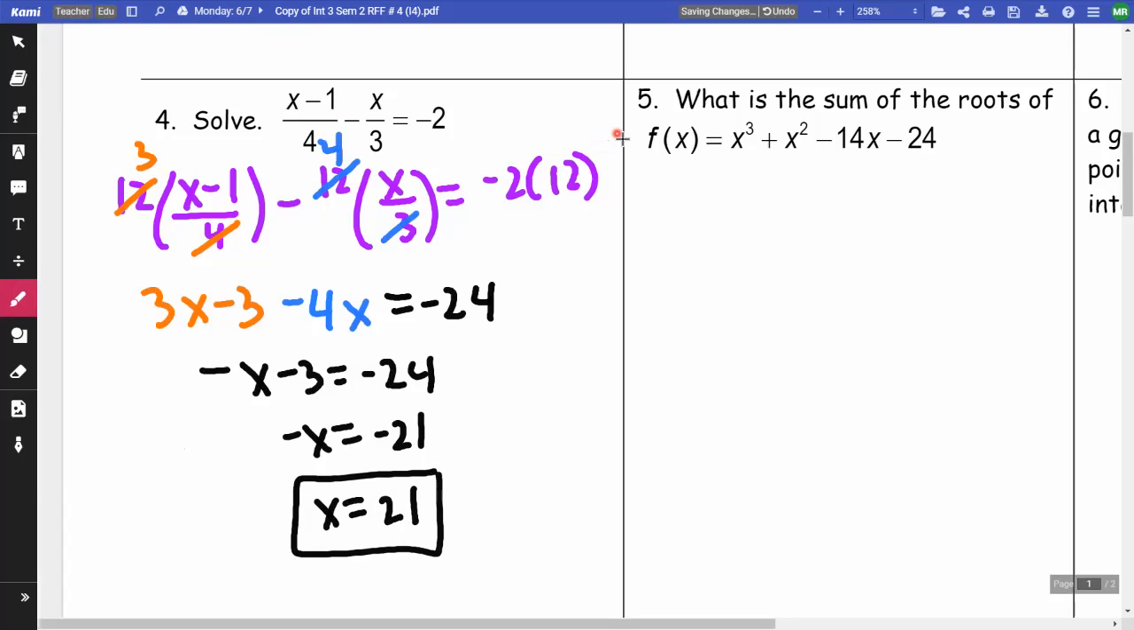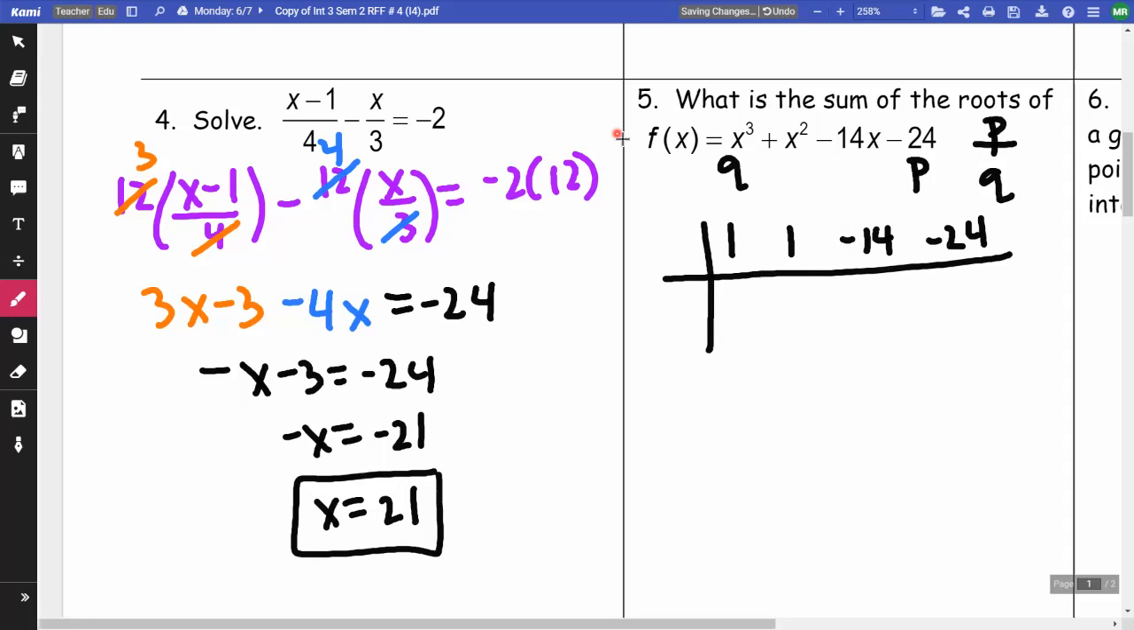On number 5, what is the sum of the roots? Okay, so for this, I'm going to look at my factors of my back, which is p, and my factors of my front, which is q, and it's p over q. But q is 1, so I basically want factors of 24. So I'm going to have 1, negative 1, 4, negative 24.